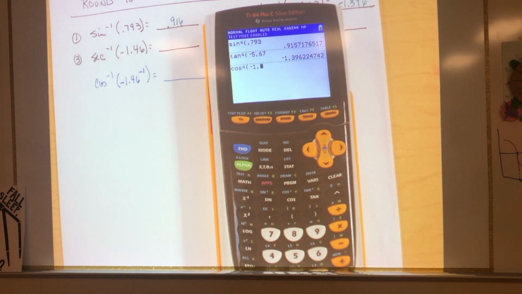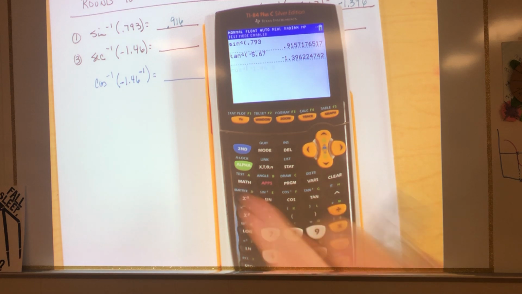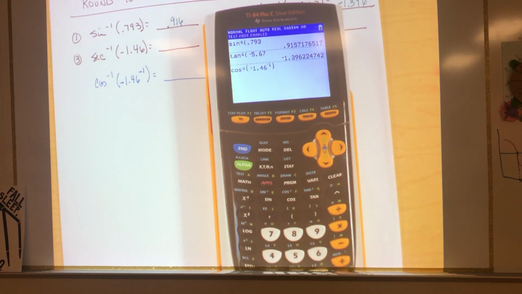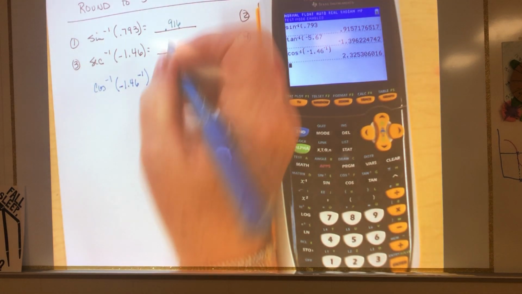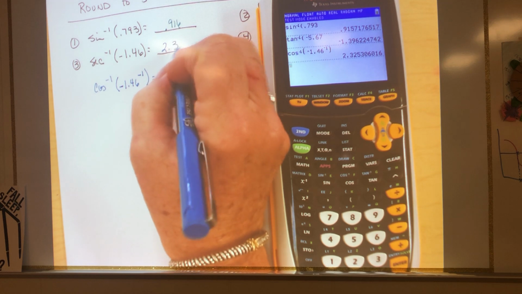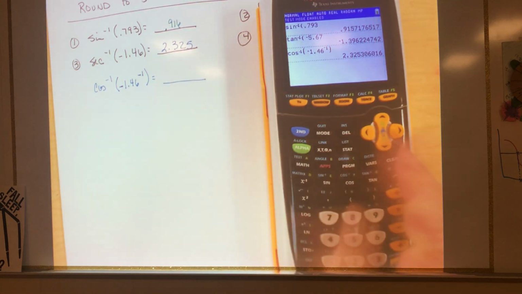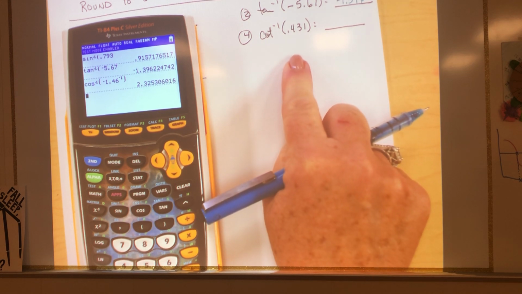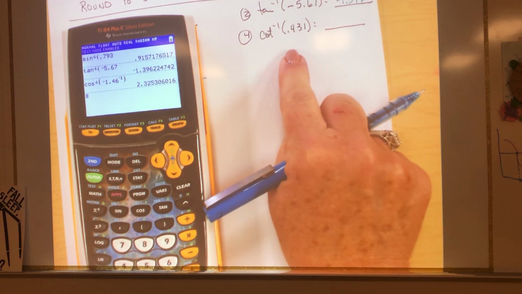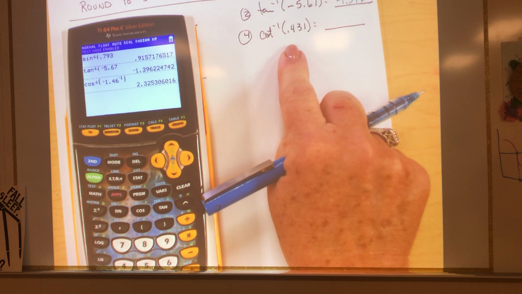Negative 1.46, x to the minus one on the inside. And there's my answer, 2.325. Now, do you know how to do this one now? If you missed that one, you're going to miss this one too. So go back and fix it.